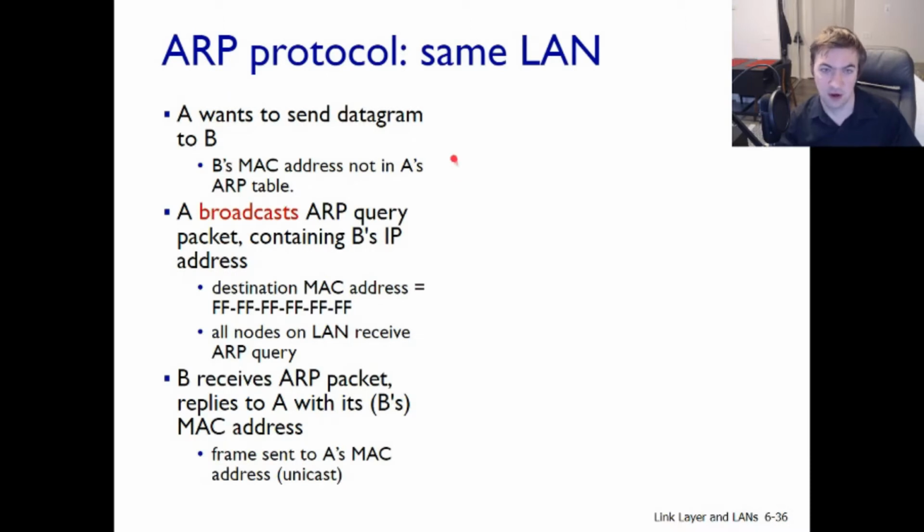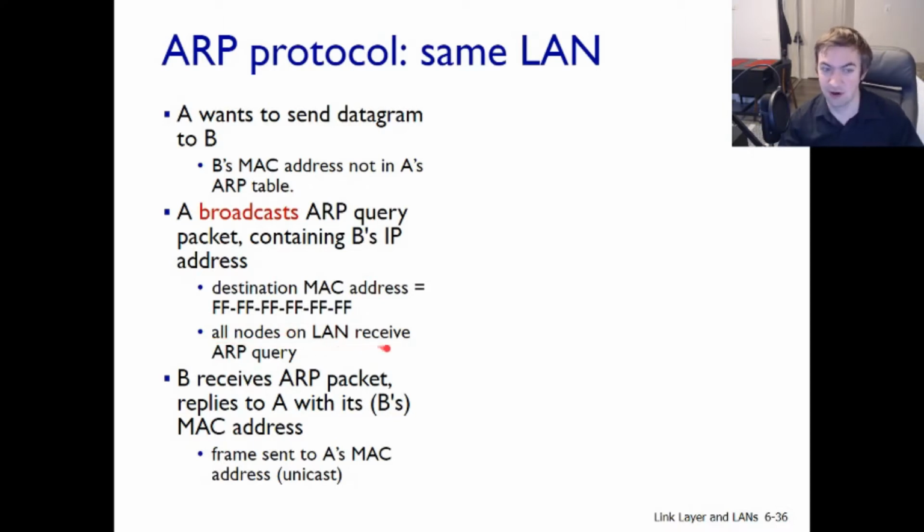So what does the ARP protocol look like for devices on the same LAN? Suppose you have one node A, which wants to send a datagram to a node B, and B's MAC address is not in A's ARP table. What does it do? What it does is A is going to broadcast an ARP query, which contains B's IP address. And so the destination MAC address is going to be just all Fs, that's basically all bits set to 1, saying that I don't actually know what this MAC address is, someone please tell me.